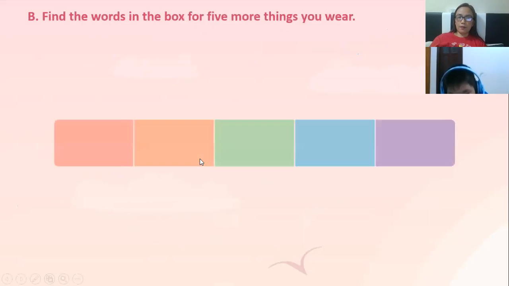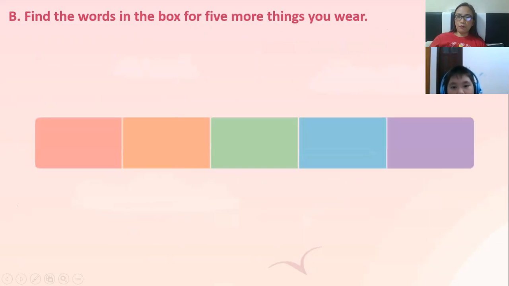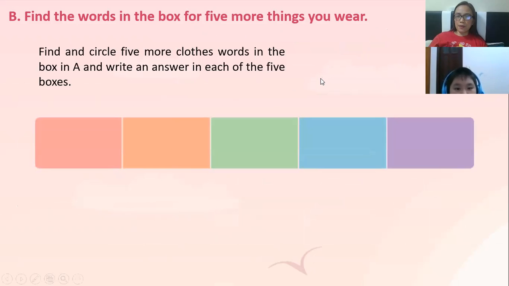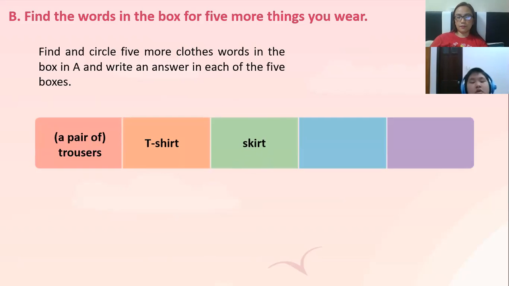Okay. Now, find the words in the box for five more things to wear. Find and circle five more clothes words in the box in A and write an answer in each of the five boxes. Can you read it? A pair of trousers. T-shirt. Skirts. Pair of glasses. Dress.